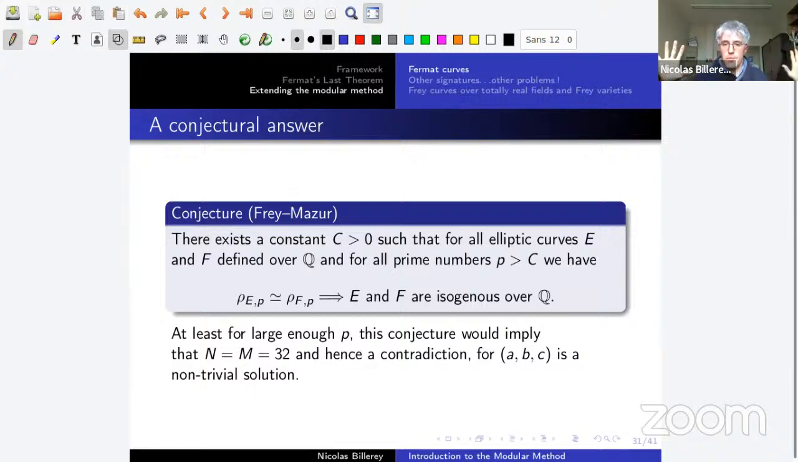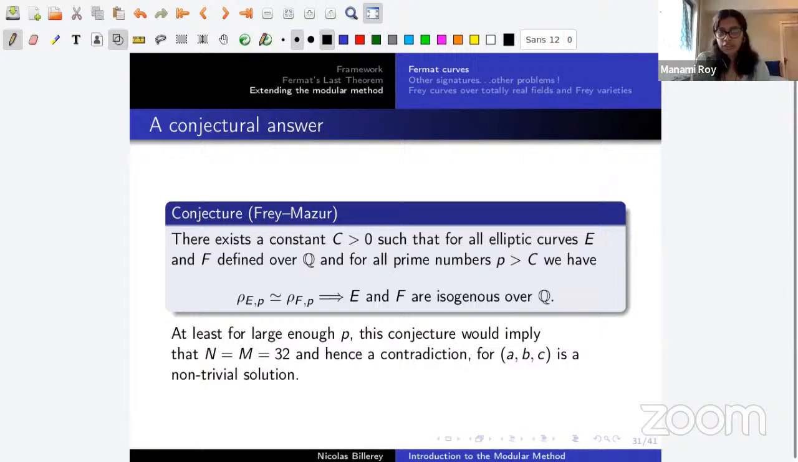Frey and Mazur are saying that whenever you have two elliptic curves over Q which have isomorphic mod p representations, as long as p is large enough, uniformly, independently of the curve, then it should imply that both E and F are isogenous over Q. So in particular, they should have the same conductor. But if you apply this to E being the Frey curve and F being the curve that comes from level lowering, then you get that the N and the M, so the level of the Frey curve and the level of the elliptic curve F, should be the same. And this is a contradiction because ABC is a non-trivial solution. So we have a conjectural answer to that question.